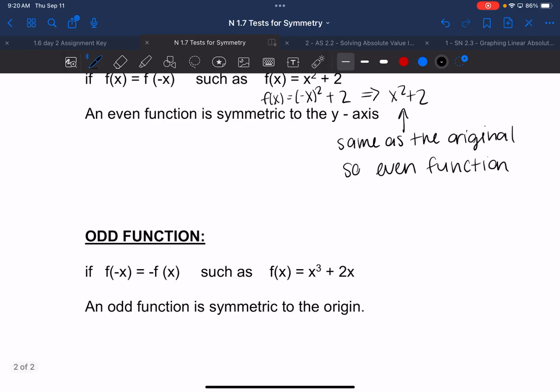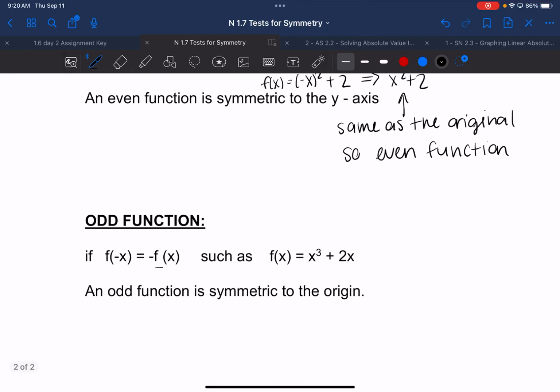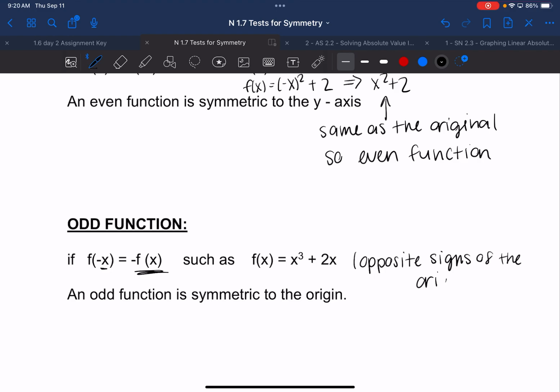Remember, f of x is the y value, right? So what they're saying here is that if you plug in a negative x, it should change the sign of your y, okay? Or basically, in other words, all the signs should become opposite, okay? So what this part means, you might even put this in parentheses, is opposite signs of the original is what we're testing for here.